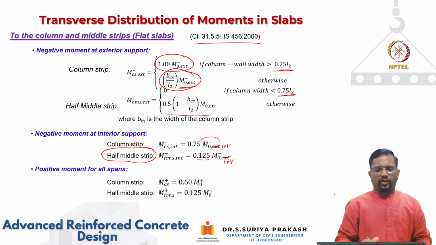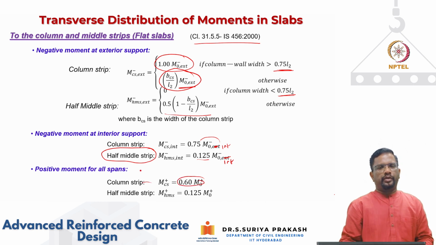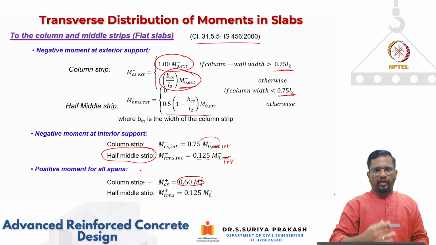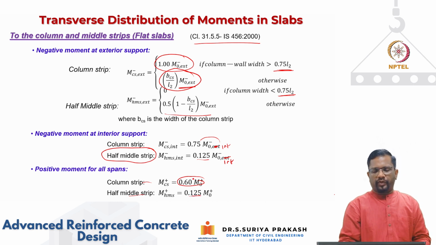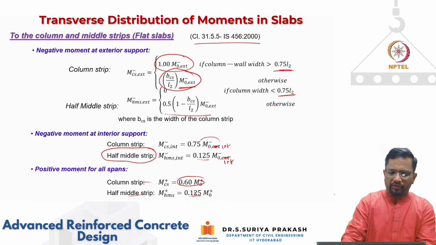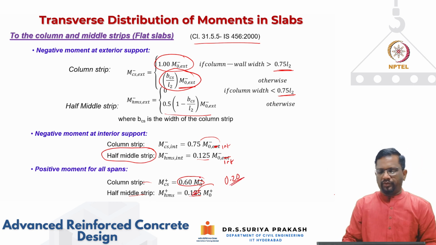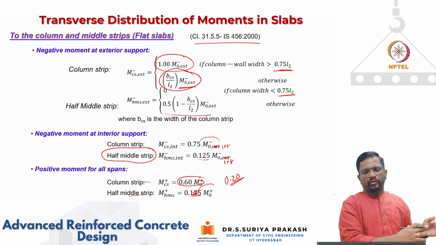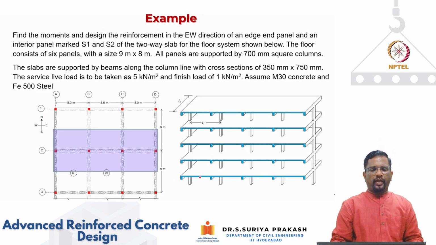Now for positive moment, for all the spans, 60% of the positive moment should go to column strip, and the remaining 40% should go to the entire middle strip. Now we are looking at half on the left and right side. Half middle strip will take, sorry, this should be 0.20 M naught plus, because the remaining is 40%. 20% will go to one half middle strip, another 20% to the other half middle strip. So this is what it is.